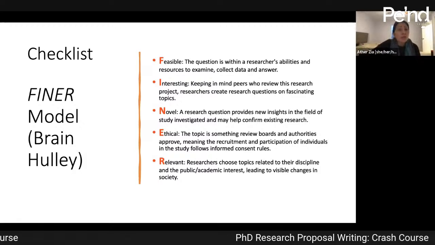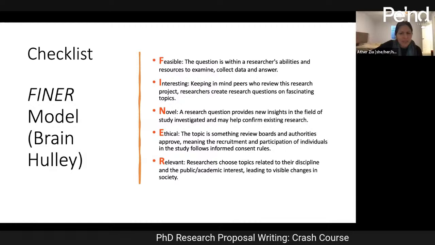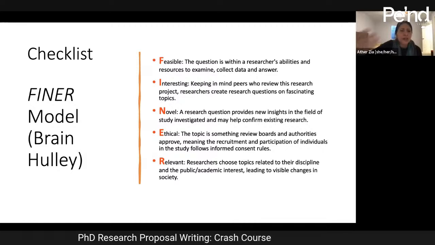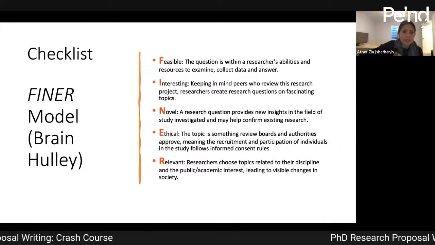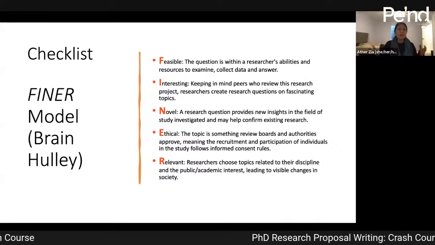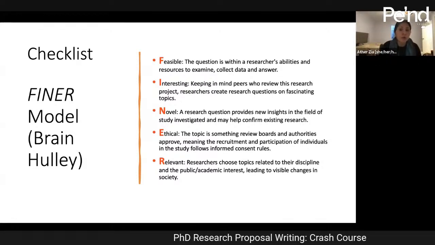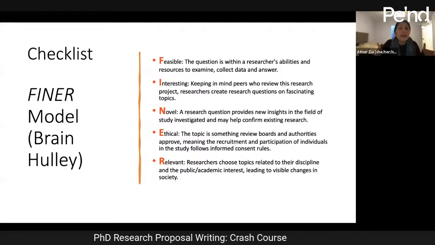And then also novel. Are you bringing some new insights into the field, or are you confirming existing research? That is also because people are looking for that kind of knowledge. So is it novel? And is it ethical?